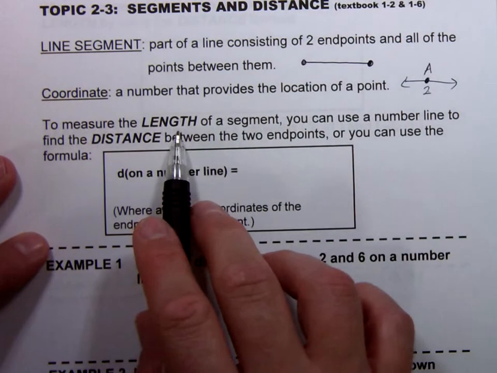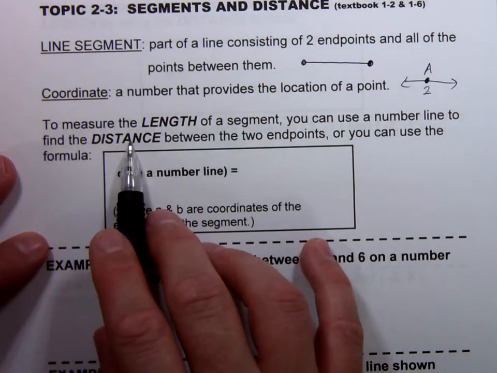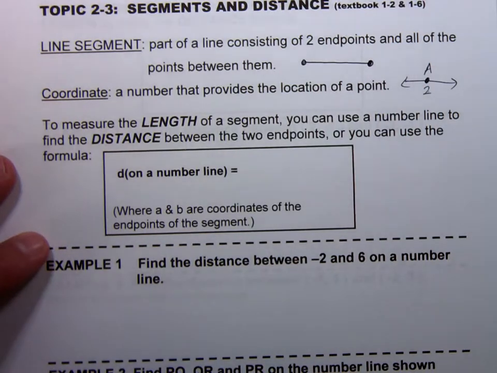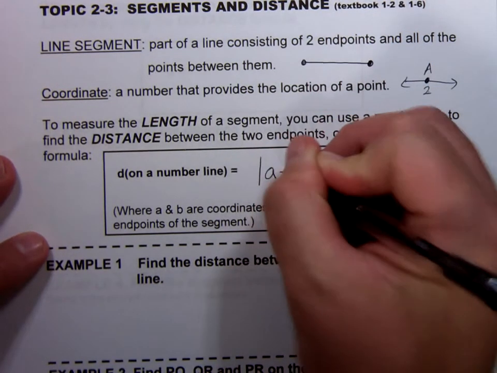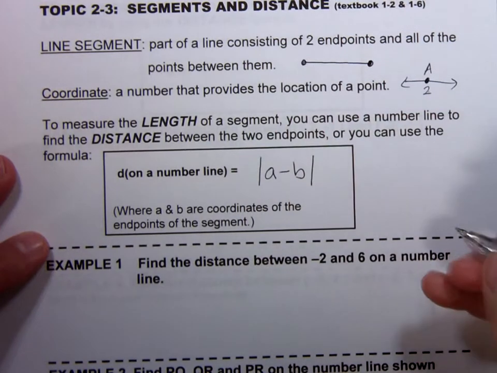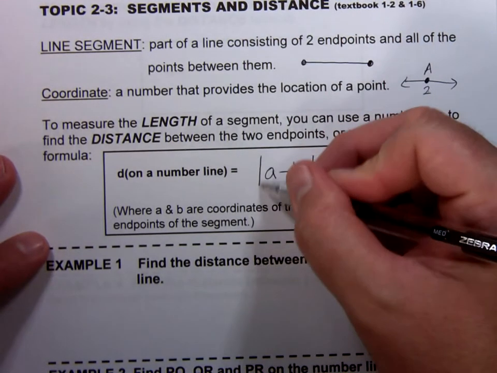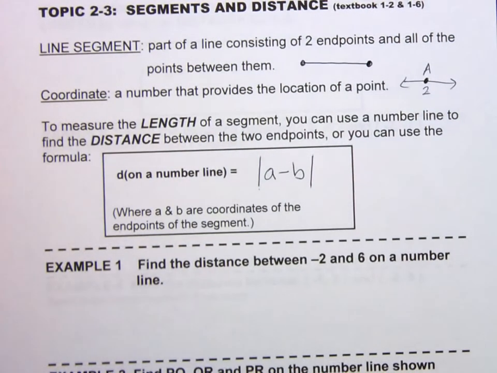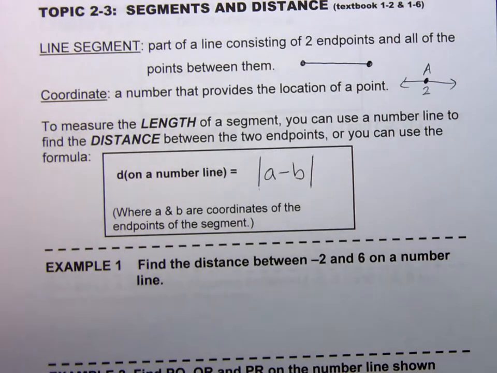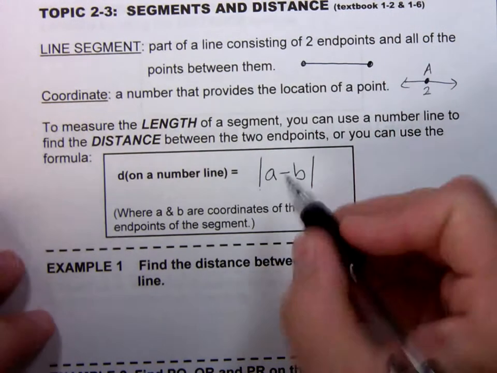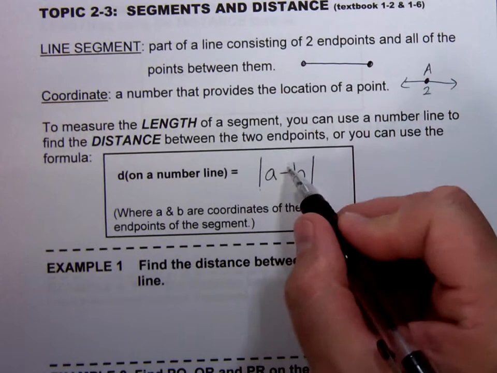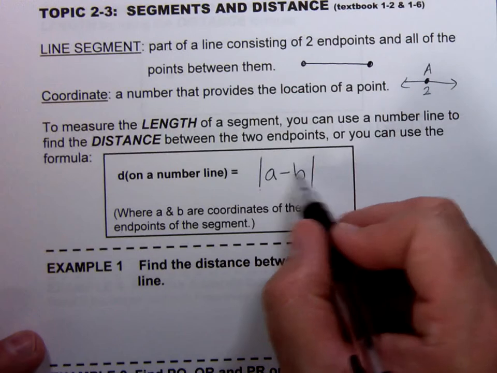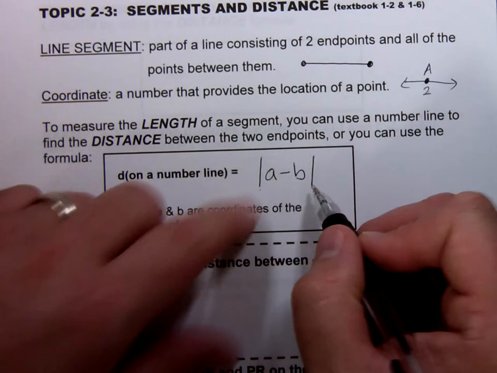Alright, to measure the length of a segment, you can use a number line to find the distance, so by counting between the two endpoints, or you can use the following formula. Okay, what this says is the absolute value of A minus B. Remember, absolute value means that basically everything's positive. So if when I subtract A minus B I get a positive number, absolute value doesn't change anything. Everything stays the same. But if when I do A minus B I get a negative number, absolute value will change that to a positive.